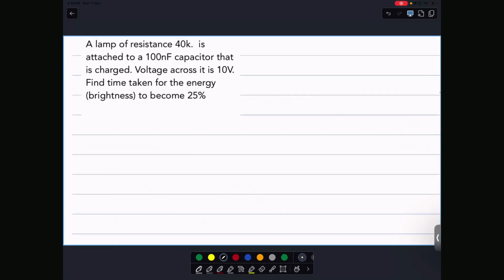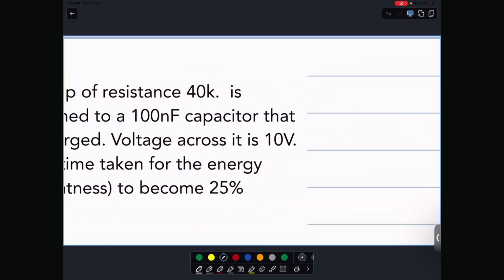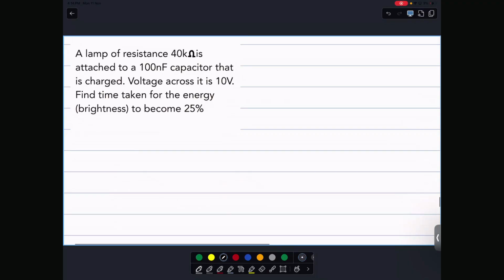Okay. All right. So let's look at the question here. It says a lamp of resistance 40 kilo ohm is attached to a 100 nanofarad capacitor that is charged. The voltage across it is 10 volts. Find the time taken for the energy or brightness to become 25%. So you want your lamp to dim down, right? Find the time taken for the brightness of the lamp to become 25%. So, try to get your equations.